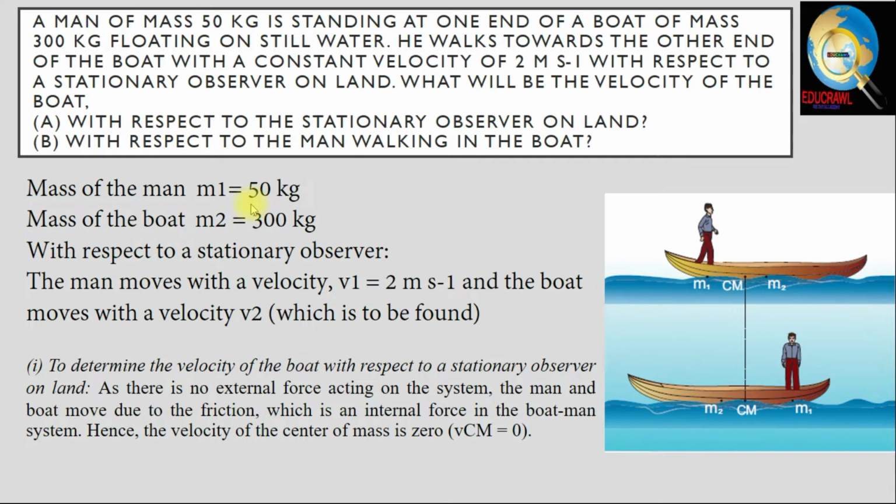So mass of the man is given as 50 kg, mass of the boat is given as 300 kg. So first let us find with respect to a stationary observer. So with respect to stationary observer, the man is moving with the velocity 2 meters per second and the boat moves with the velocity v2, which we have to find. So first let us find the velocity of boat with respect to a stationary observer.